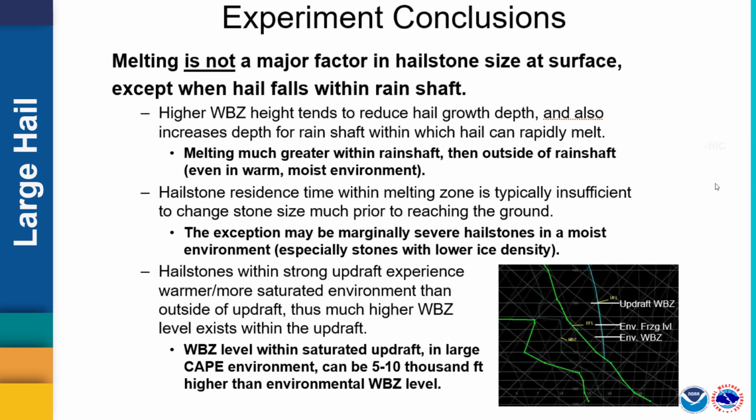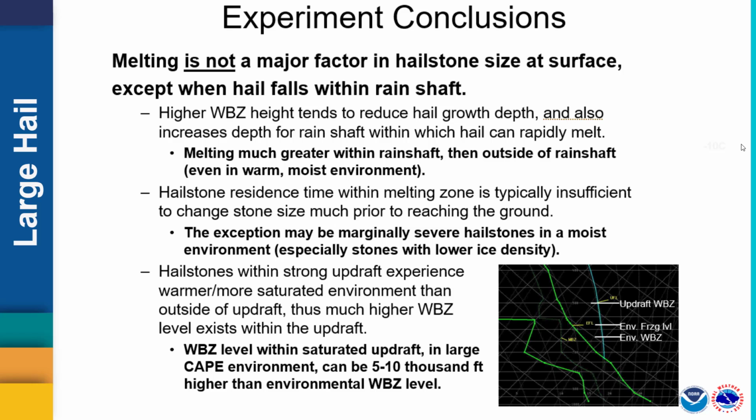The conclusion from that lab experiment was that melting in general is not a major factor in hailstone size at the surface, except when hail falls within the heavy rain shaft. And in observations, typically when you have heavy rain, when hail occurs with it, it tends to be pea-sized or small marble size. Rarely, if ever, do you see golf ball or baseball sized hailstones amidst a heavy rain shaft. Usually those kind of stones fall separately.